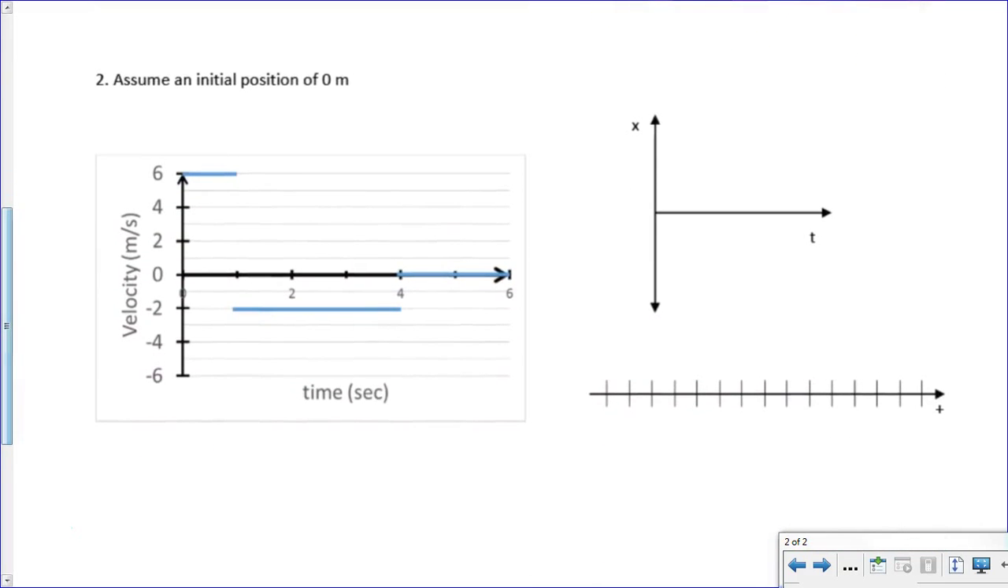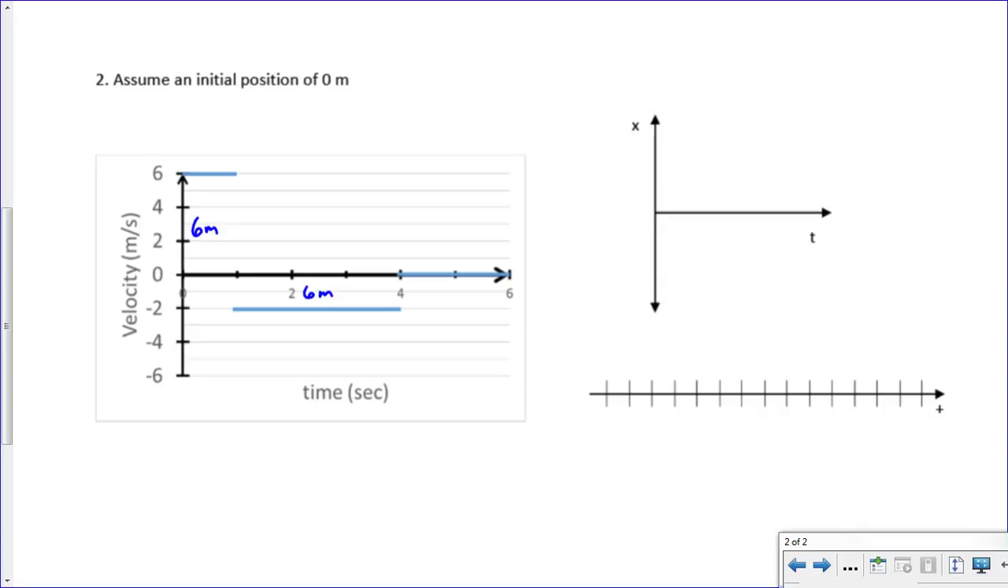Going on, we have a second example here. This one just has 2 boxes that we're worried about. This one here, and this one here. The other one, for the other velocity, it's at rest. So it's not going anywhere in that section. So we calculate the area of these. This first one is a 6 by 1 box, so it's just 6 meters there in the first 1 second. The next one is a 3 by 2 box, so it goes down 6 meters here in the next 3 seconds, and then it's at rest. It says assume an initial position of 0.